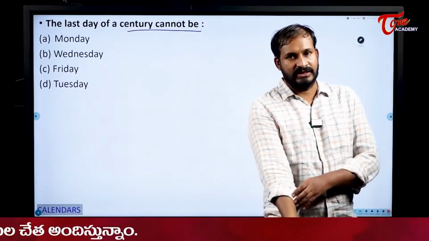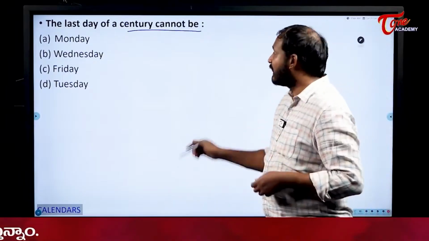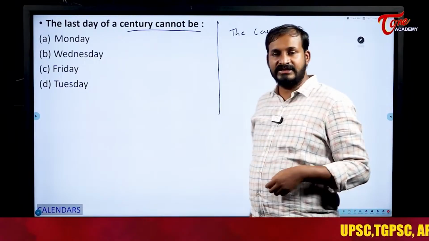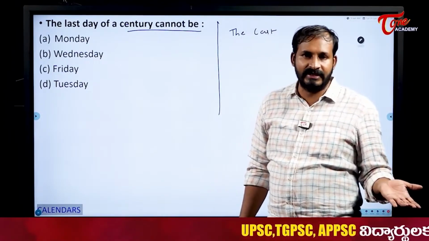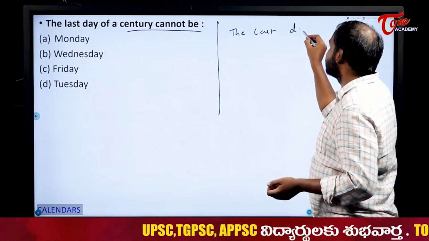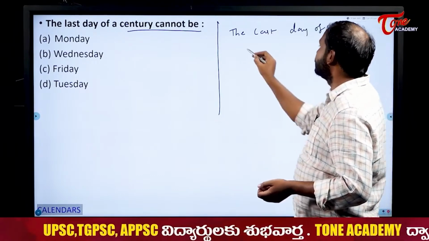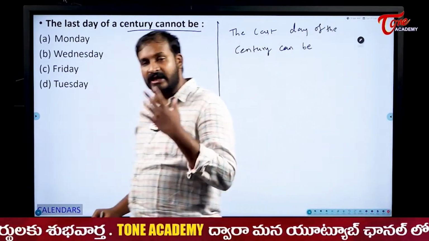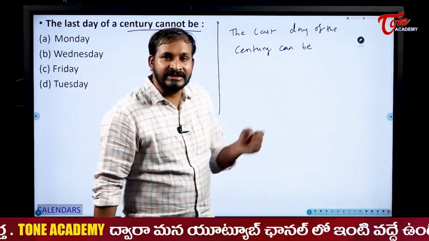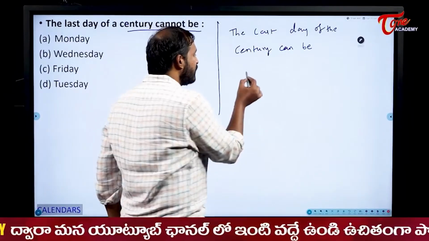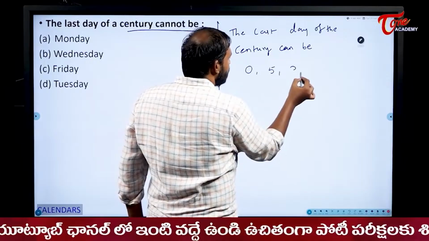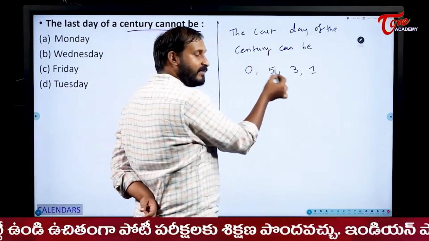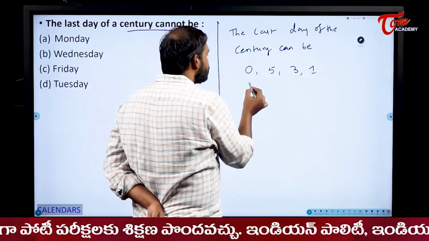This is very, very important, students. See, the last day of the century can be. Actually, if you know what should be the last day of the century, then obviously the remaining will be the ones it cannot be, right? Here students, we should apply our basic knowledge. What are the century codes we have? 0, 5, 3 and 1. So the last day of the century can be these 0, 5, 3 and 1. 0 means what? Sunday.